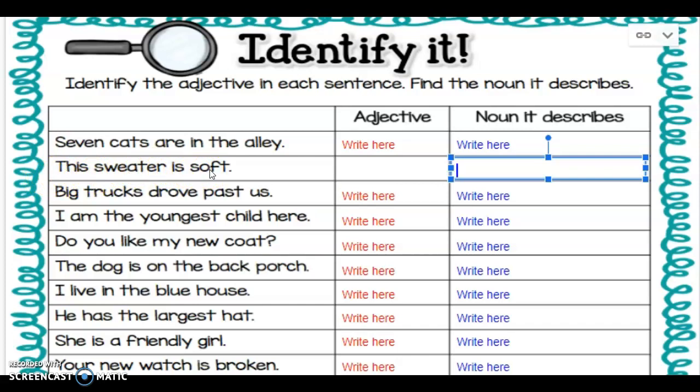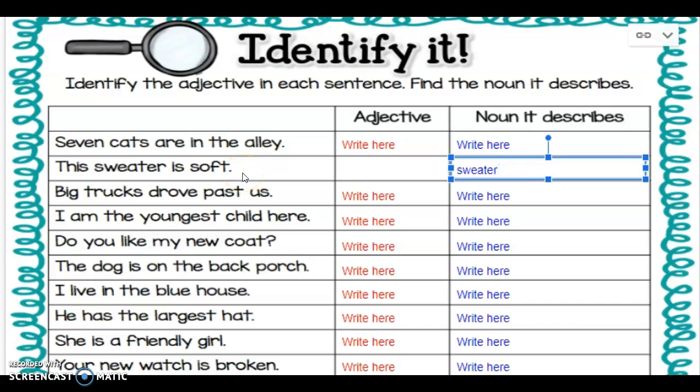Okay, well, first I want to find the noun, and I know a noun is a person, place, or thing. Person, place, or thing. Oh, I've got it. A sweater is a thing. So over in my noun area, I'm going to type sweater, and I'm going to spell it right because it's right here. Now I have to decide, what describes the sweater?